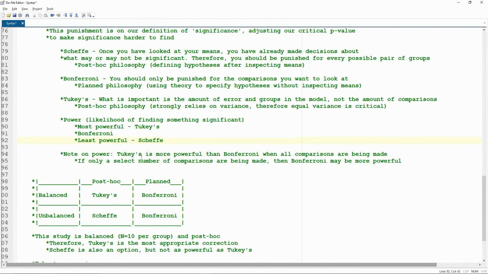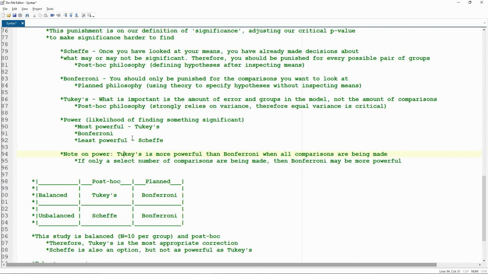However, there's a technicality. There's always a technicality, right? A note on power. Tukey's is more powerful than Bonferroni, but this is only true when you're looking at all possible comparisons. So if you've got 3 groups and you're looking at the 3 different comparisons that you can make, Tukey's is probably better. But if you're only interested in one contrast, then the odds are Bonferroni will actually be better, because Bonferroni will then give 0.05 for that entire contrast, whereas Tukey's is still going to account for all possible contrasts.